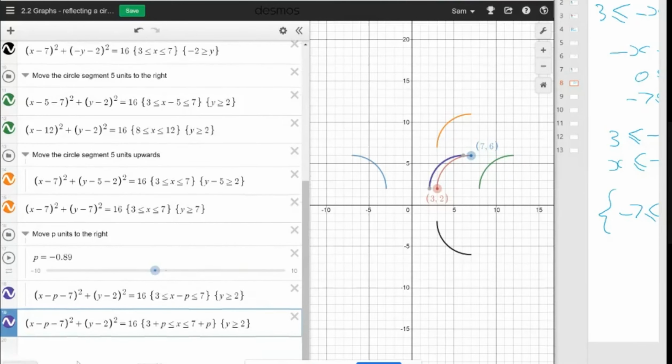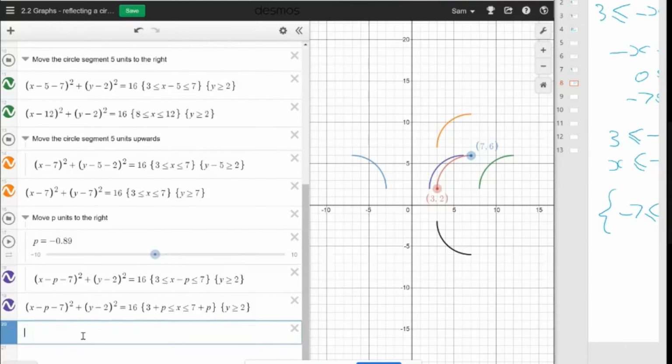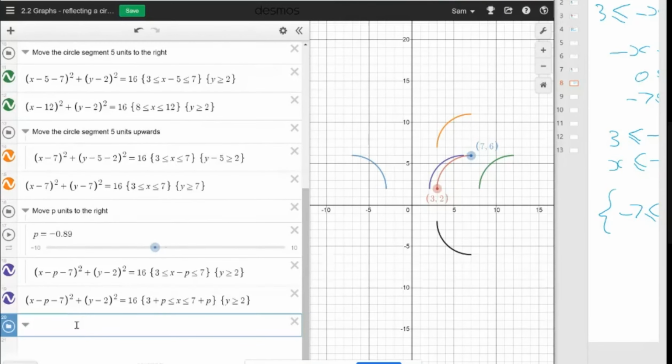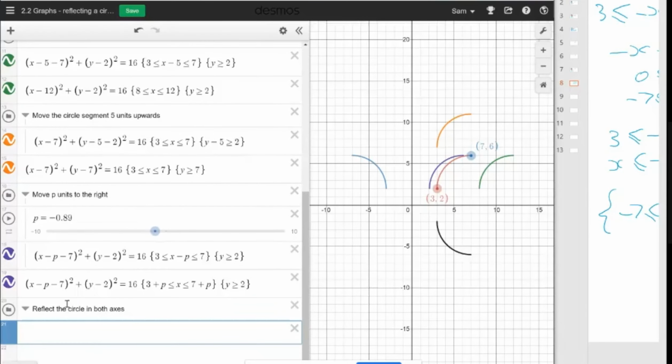Okay, and what I will leave for you to do for exercises, I'll post this Desmos file, but what I want you to do is reflect the circle in both axes at the same time. Let's see if you can reflect the circle in both axes at the same time.